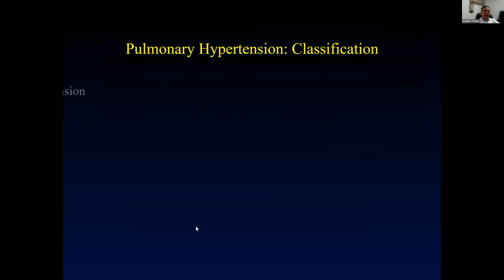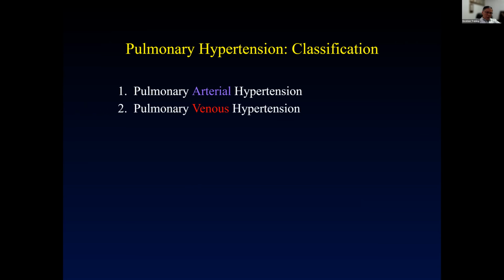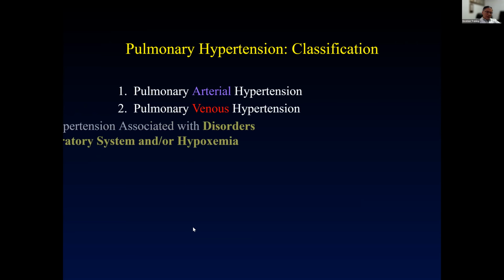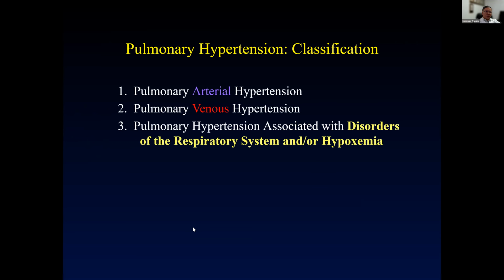So if you look at the classification of pulmonary hypertension, it's divided into 5 categories. The pulmonary arterial hypertension, which is before the lung, pulmonary venous hypertension, which is after the lung. Then you have pulmonary hypertension associated with disease of the respiratory system and or hypoxemia. And this is the category that the lung specialist, like our John Asker, will be taking care of most of the time.